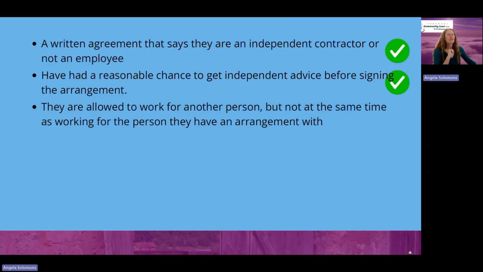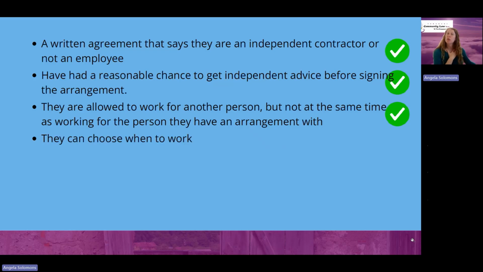They have to be able to work for another person, but not at the same time. So you don't have to be able to do it at the same time, but you do have to be able to work for another person. So hands up if you think this is one of the criteria. Yep. Also one of them.